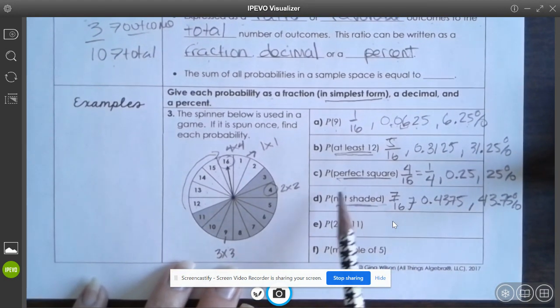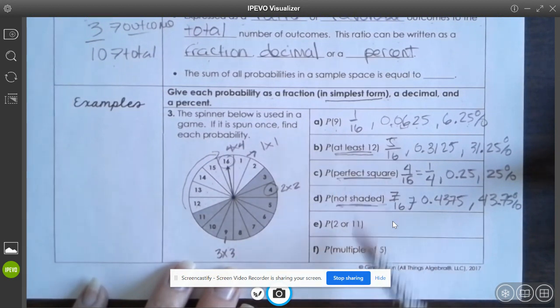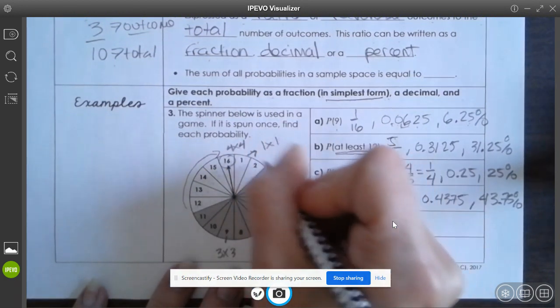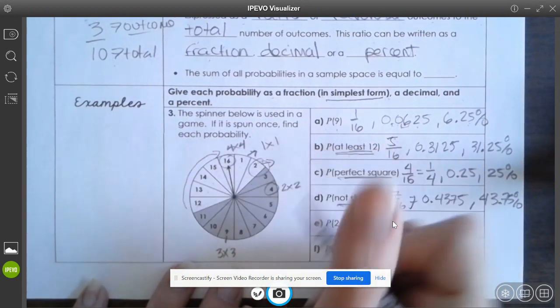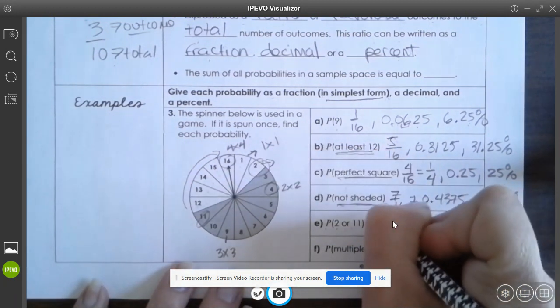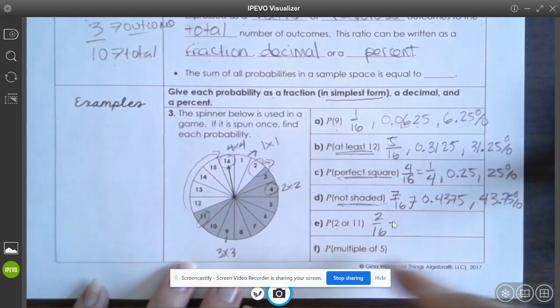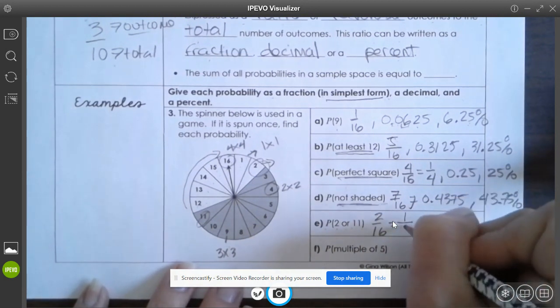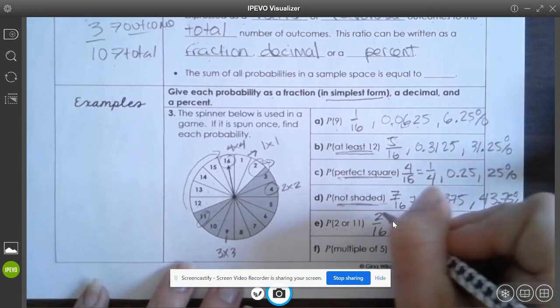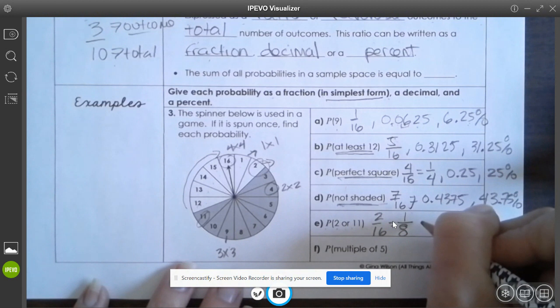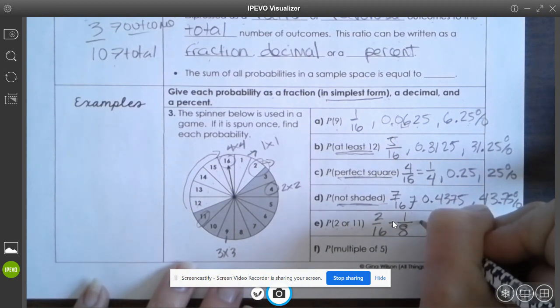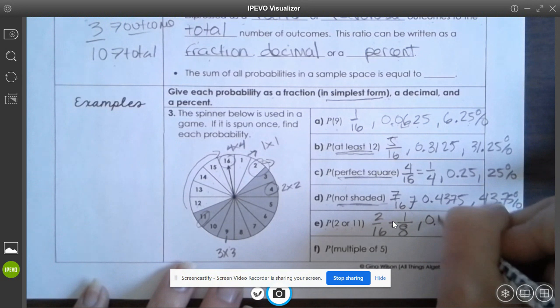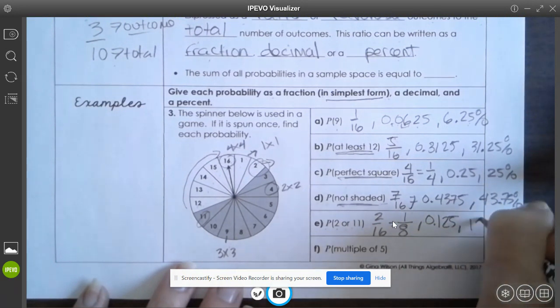All right, so what's the next one, right? Now you can pause this video as many times as you need, okay? We're just looking for basic probabilities here. What's the probability that you get a 2 or an 11? 2, right? Because 2 only shows once, right? And 11 only shows once, so that's 2 over 16. And then you can divide by 2, right? So 1 over 8, because if you divide by 2, you get that. And then you divide 1 divided by 8, 0.125, which is the same thing as 12.5%.